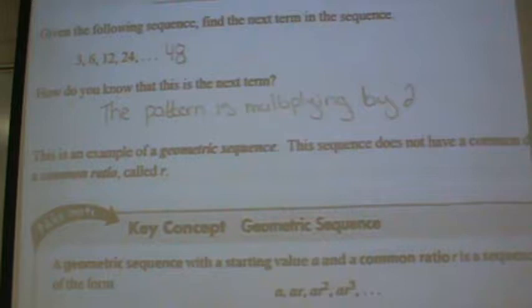So does anybody have any idea how we could tell that we're multiplying by 2? Divide 24 by 2, divide 12 by 2. So what'd you say, Michaela? If you divide 24 by 2, you get 12. If you divide 12 by 2, you get 6. And if you divide 6 by 2, you get 3. Okay, so you divided each term by 2, and that got you the previous term. That only works in this case, though. So we're kind of looking for a more general thing. But you're on the right track.